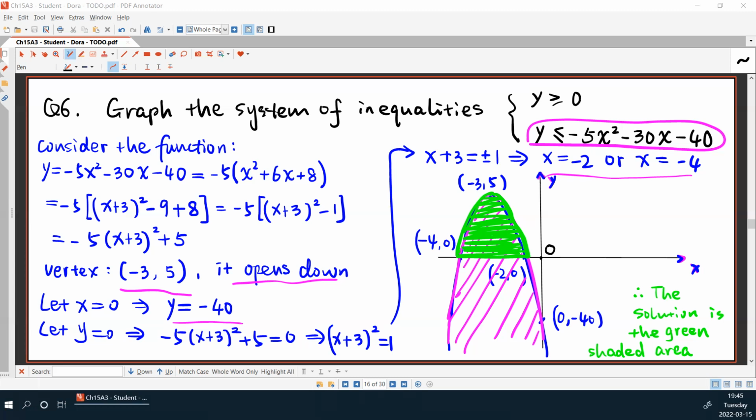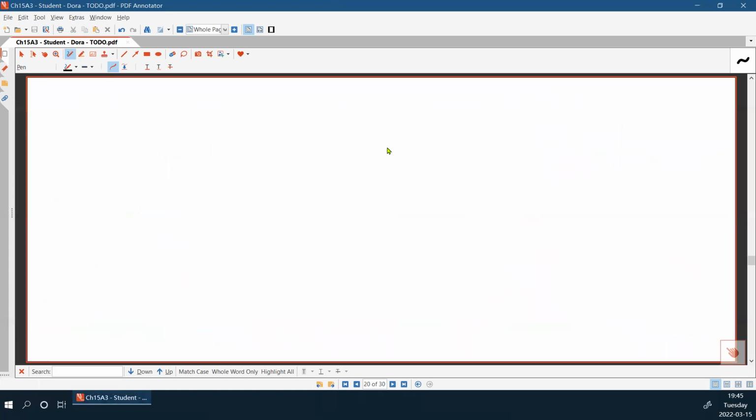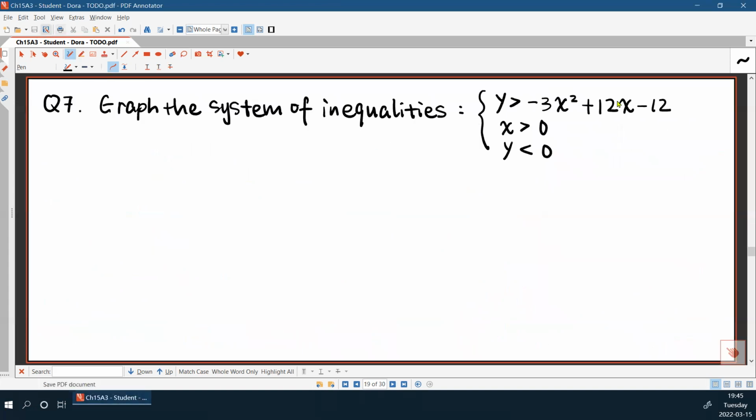Okay. All right, let's see the next one. Again, we need to sketch the overlapped area, right? But this time we have 3 inequalities. But don't worry, can you just guess what is the overlapped area of the last 2 inequalities?